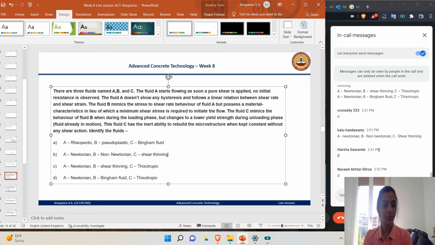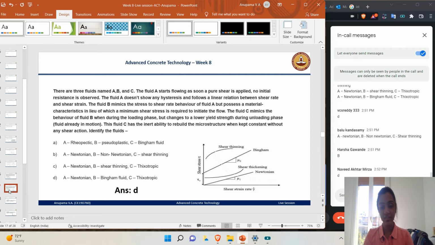Okay, so let's move to the answer. The correct answer is D. In the first case, we all know that it is Newtonian because it follows a linear relationship and there is no initial shear stress. If you see here, there is no initial shear stress or yield stress required. So it is a Newtonian fluid. Now in the case of fluid B, it mimics fluid A but with the initial shear stress. So it has to be Bingham.